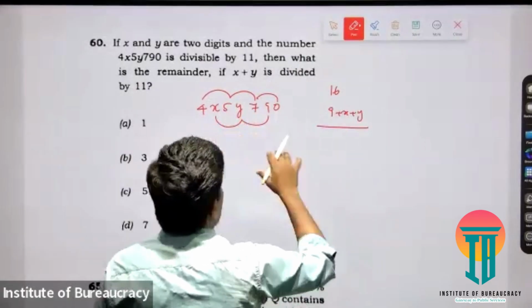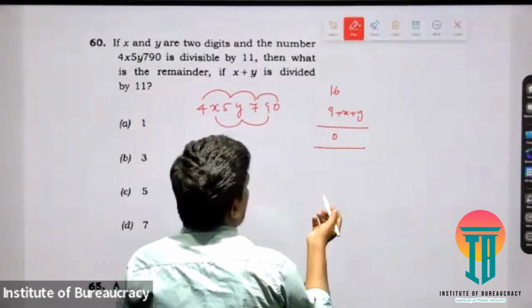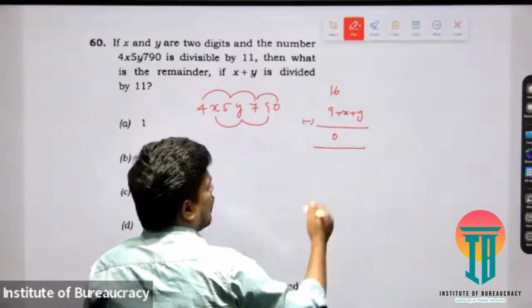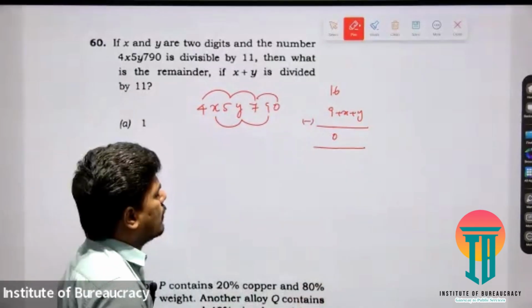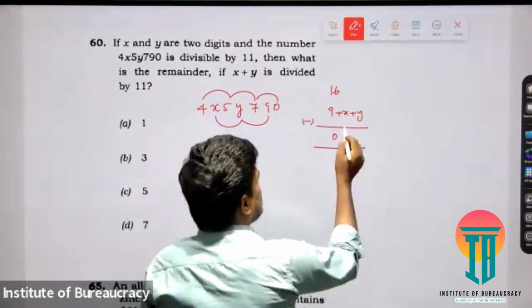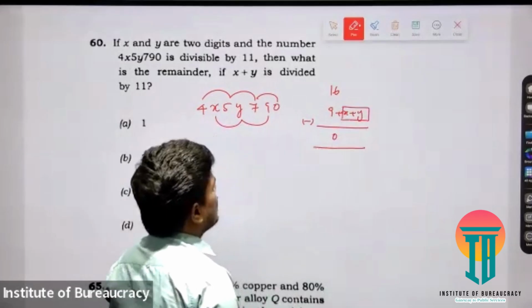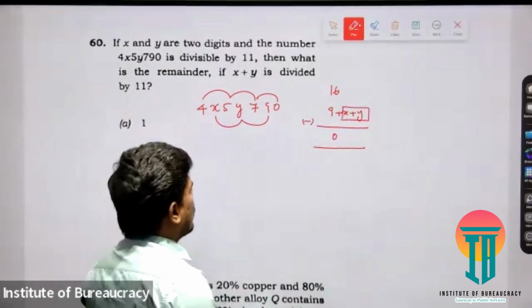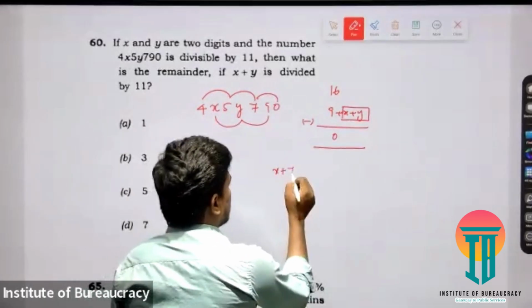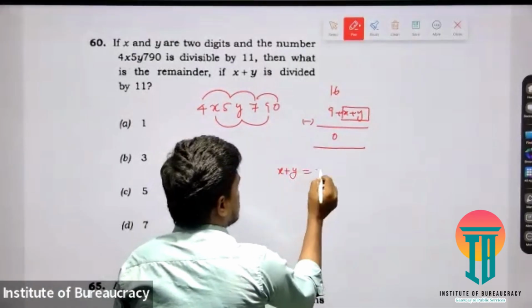If it is divisible by 11, here I should have the difference either 0 or a multiple of what? 11. But if I want to get the difference as 0, here x plus y is supposed to be what? 7. X plus y should be 7. X plus y is equal to 7.